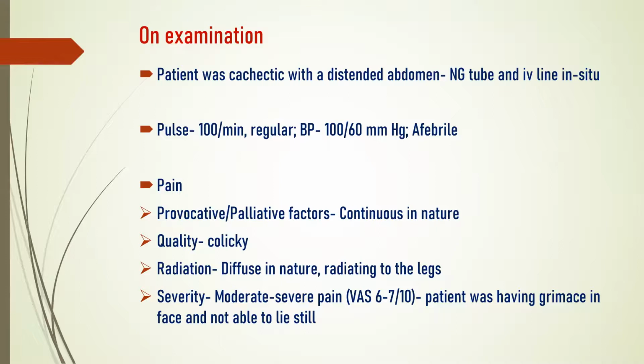Coming to the pain, if we look at the provocative and the palliative factors, it was more or less continuous in nature. The quality was colicky. It was diffuse pain. She could not localize the site of the pain, but she did say it was radiating to the legs. And the severity was moderate to severe pain. The VAS score was around 6 to 7. And the patient was having a grimace on the face and she was not able to lie still.